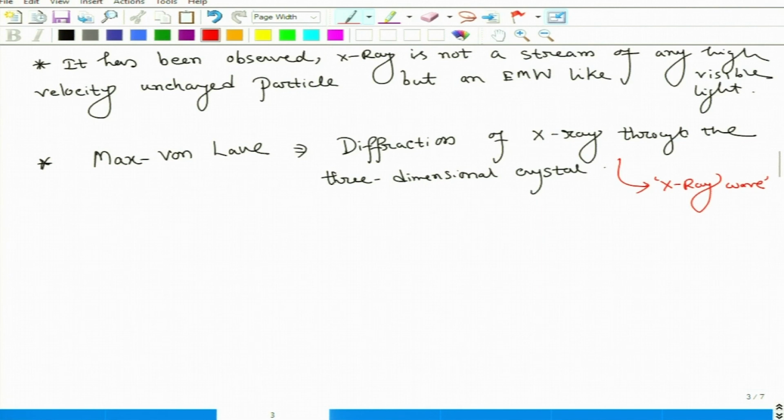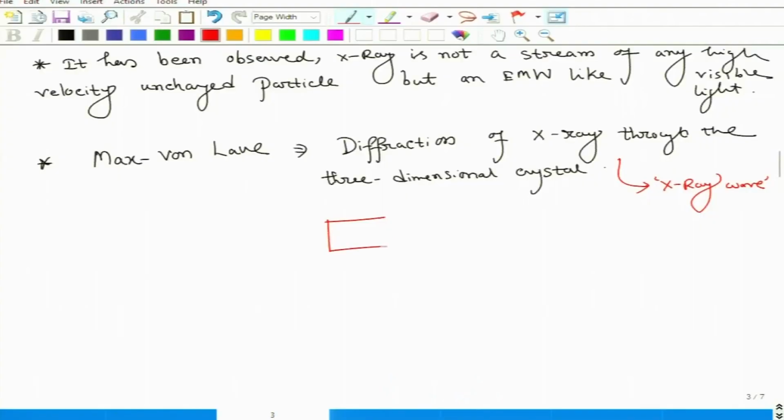Diffraction means it deflects when it passes through some object or body. It's a property of waves. Interference is also a property of waves. We already know these things from wave mechanics. But in case of X-ray, to obtain that diffraction, we have to use a three-dimensional crystal. When X-ray passes through this three-dimensional crystalline solid, the X-ray is deflected. This experiment was done by Max von Laue. It's a very important experimental result.